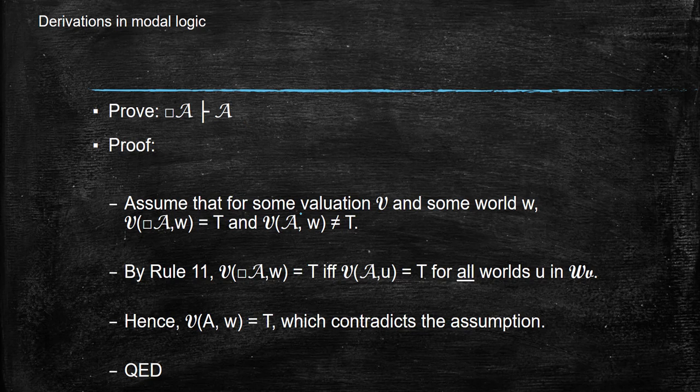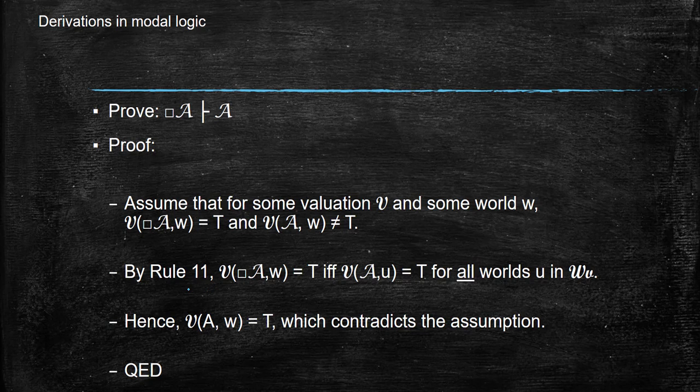Assume that for some valuation V and some world W, the value of necessarily A at W is true, and the value of A at W is not true, right? So this is the reductio assumption. We assume that in some world, necessarily A is true, and that A is not true.